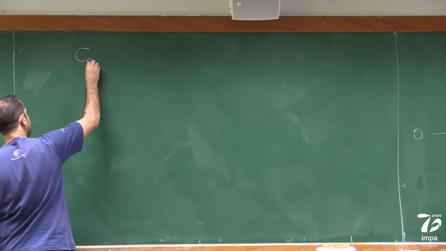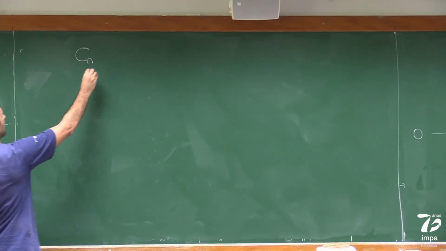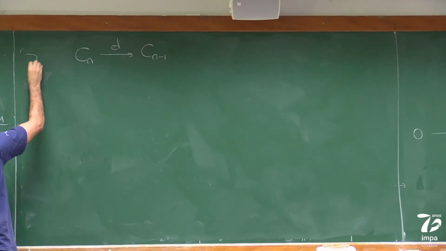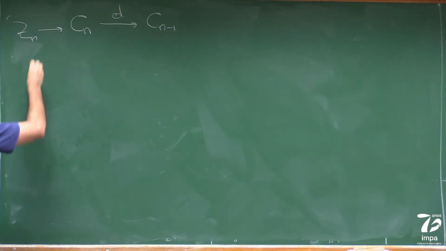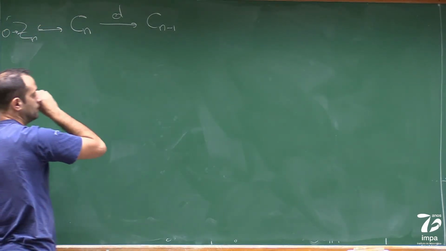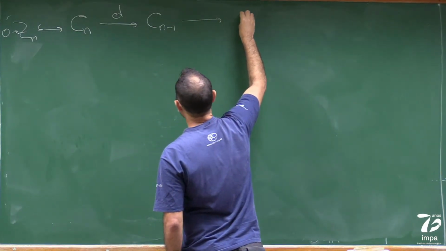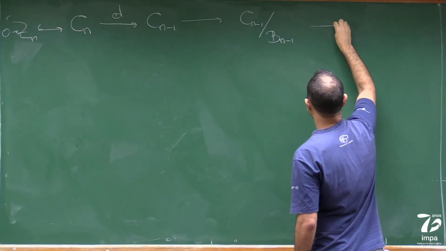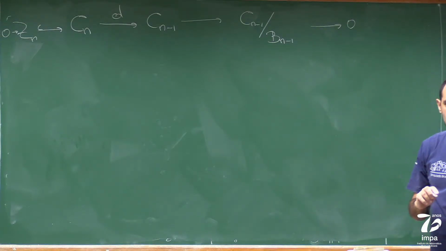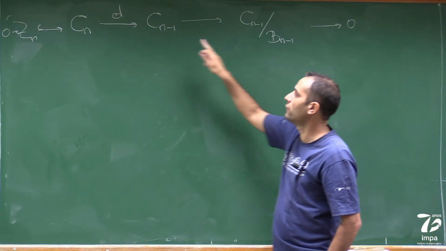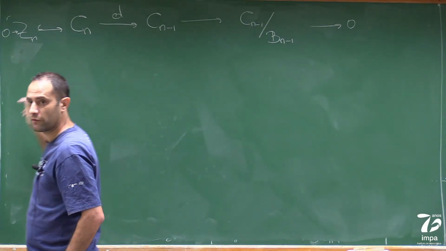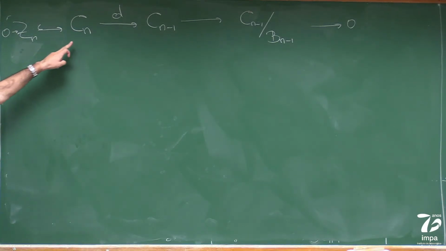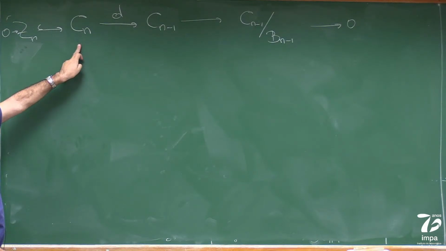So Cn, inside of Cn, we have this differential d to Cn minus 1. And the kernel is this by definition. Okay? And the co-kernel is by definition Cn minus 1 divided by Bn minus 1. So this by definition is the co-kernel of this map D, and this by definition is the kernel of that map D. Okay, so this is a vector space, and this is a subvector space of Cn.